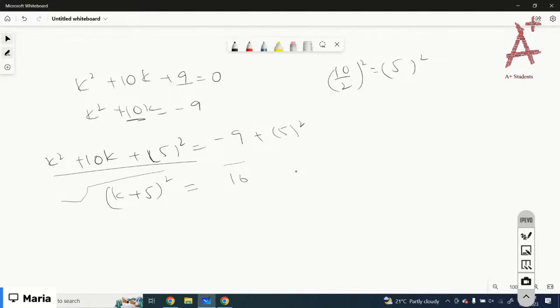Just square root both sides. It would be k plus 5 equals plus minus 4. Got it? So you have to do k equals 4 minus 5 and k equals negative 4 minus 5. 4 minus 5 is negative 1 and negative 4 minus 5 is negative 9. So k has the two values. They are k equals negative 1 or k equals negative 9. Got it?